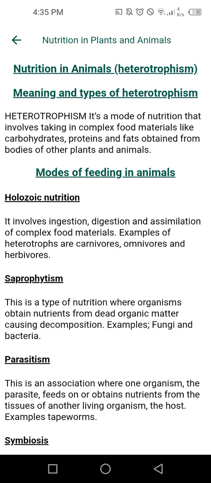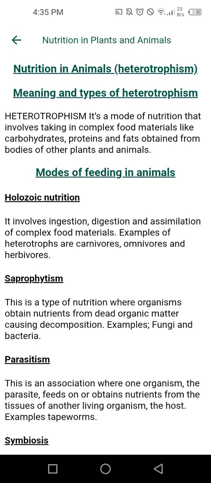Heterotrophism. It's a mode of nutrition that involves taking in complex food materials like carbohydrates, proteins, and fats obtained from bodies of other plants and animals. Modes of feeding in animals. Holozoic nutrition. It involves ingestion, digestion, and assimilation of complex food materials. Examples of heterotrophs are carnivores, omnivores, and herbivores.